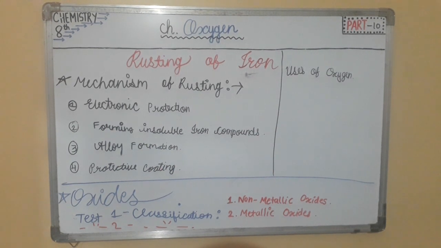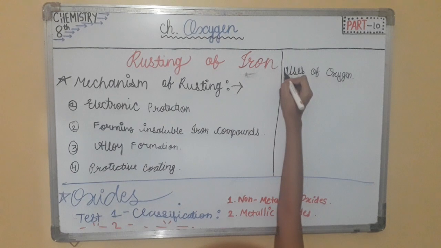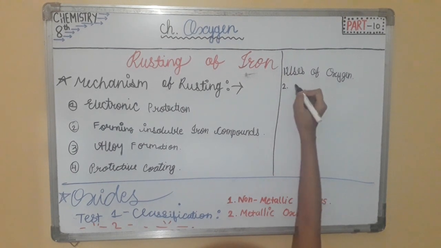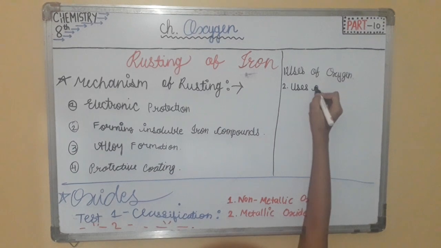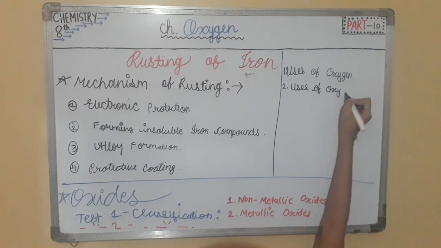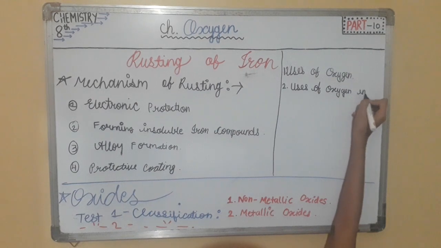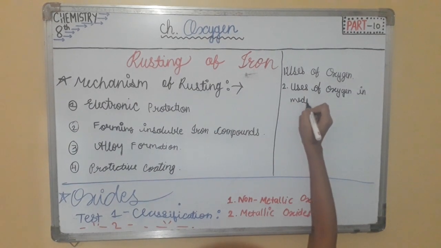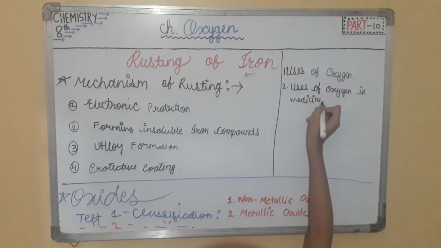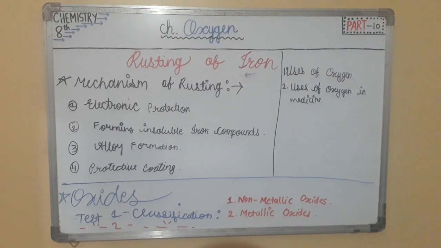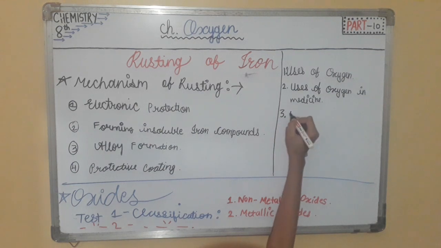And second point is uses of oxygen in medicine. First is oxygen tent, second is carbogen, third is anesthesia, and third use is industrial uses.